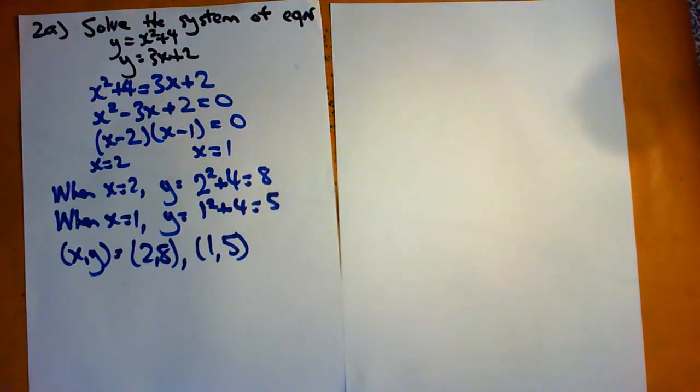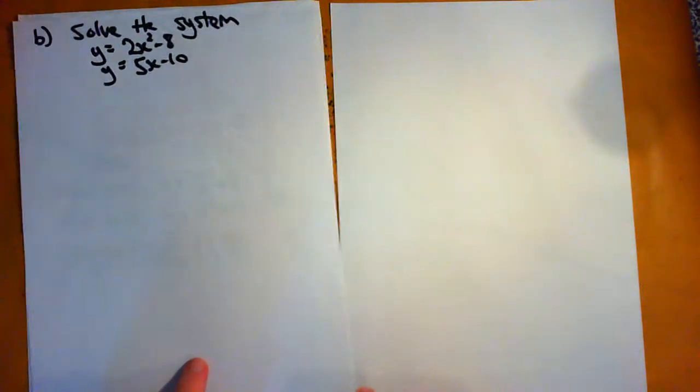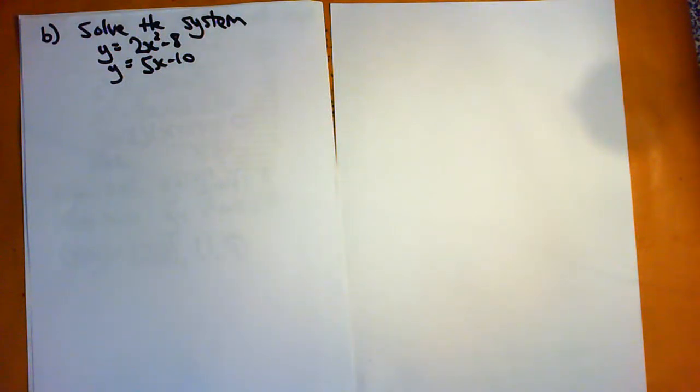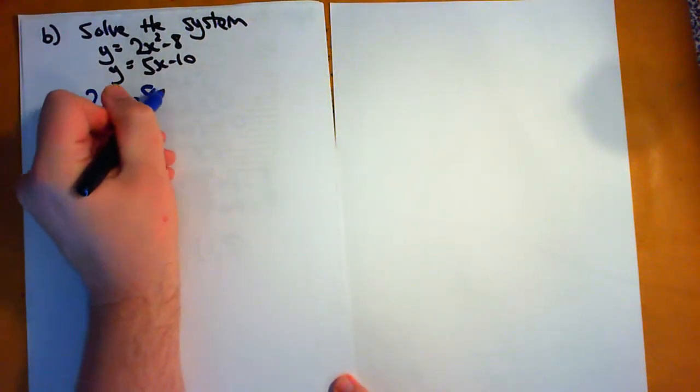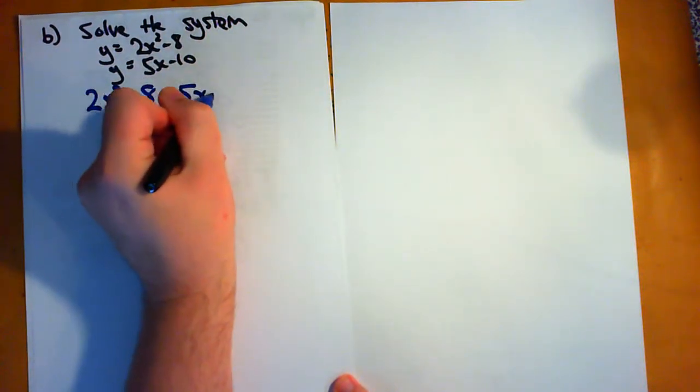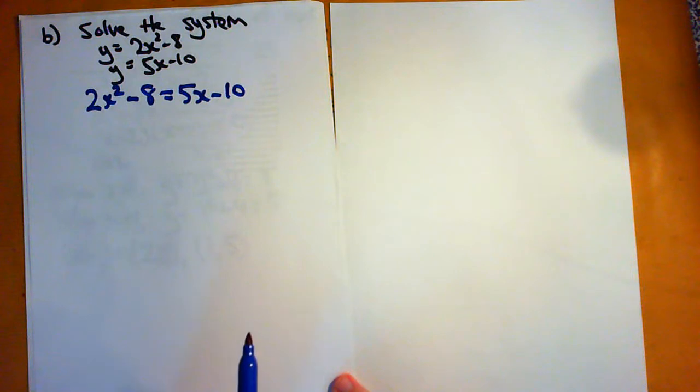Okay, so that is question A. Now we have question B, which is the system of equations y equals 2x squared minus 8 and y equals 5x minus 10. So again, we can use the same argument. Both equations have the same left-hand side, which is y, which means that we can set the right-hand sides equal to each other. If the left-hand sides are the same, then the right-hand sides must be the same. So that gives rise to 2x squared minus 8 equals 5x minus 10, which will be another quadratic equation.